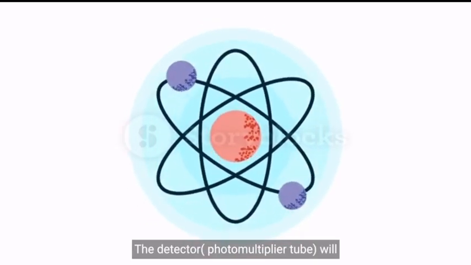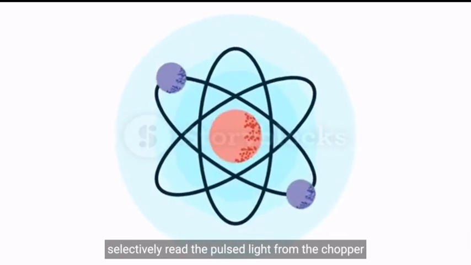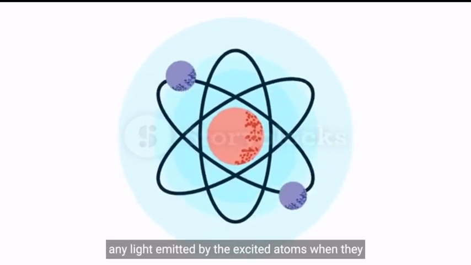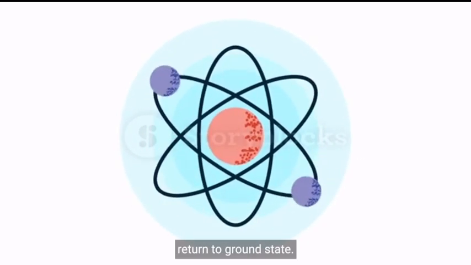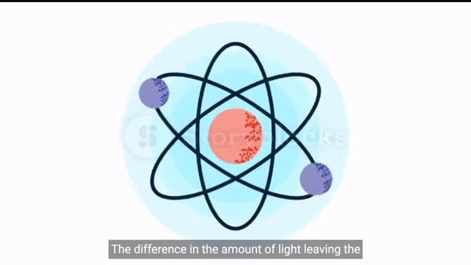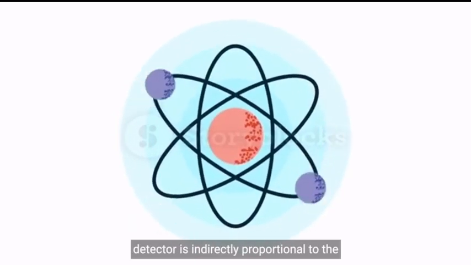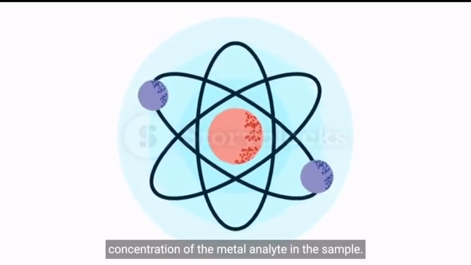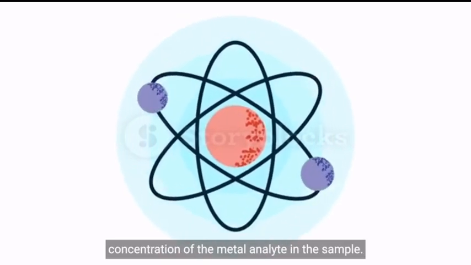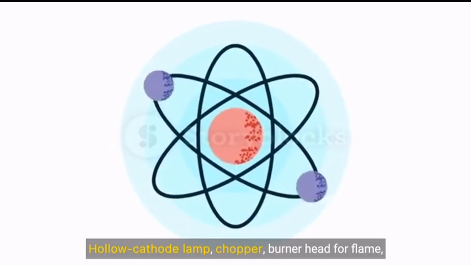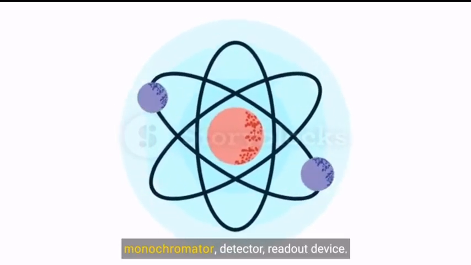The detector, photomultiplier tube, will selectively read the pulsed light from the chopper that passes through the flame and will not detect any light emitted by the excited atoms when they return to ground state. The difference in the amount of light leaving the HCL and the amount of light measured by the detector is indirectly proportional to the concentration of the metal analyte in the sample. Components: hollow-cathode lamp, chopper, burner head for flame, monochromator, detector, readout device.